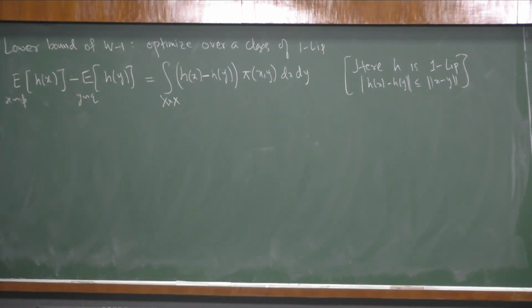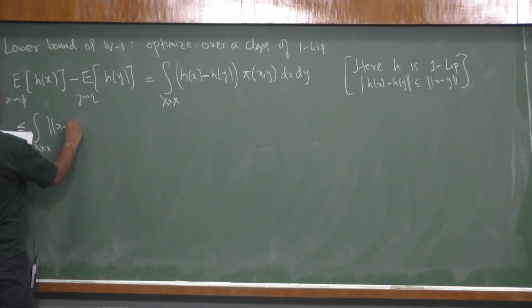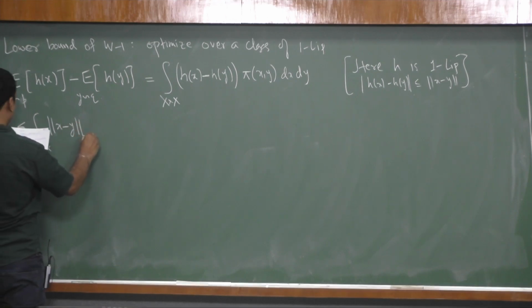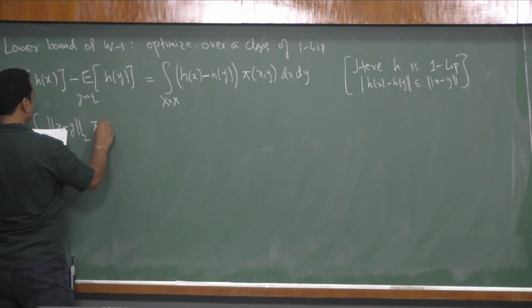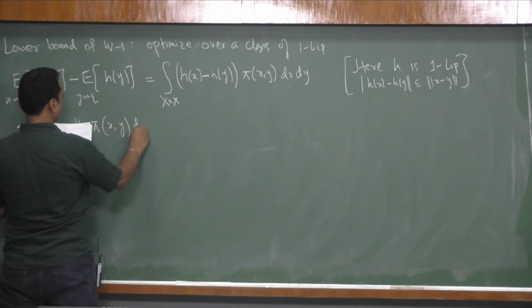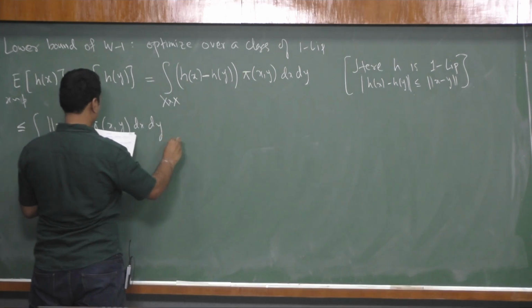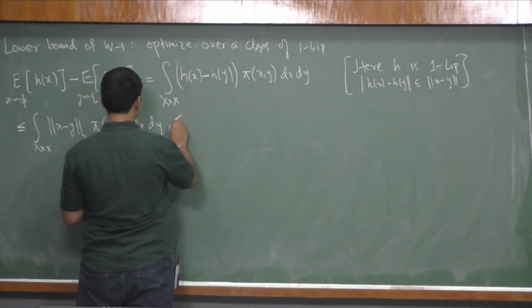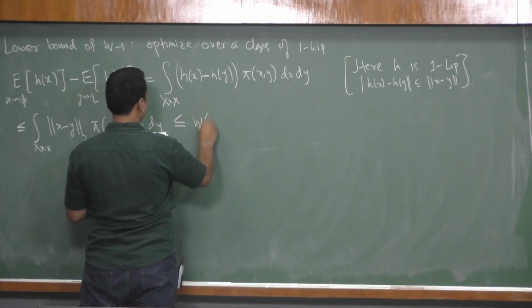So with this, we can use that now in the integrand h(x) minus h(y). So this will be less than or equal to the norm of x minus y and the joint distribution, joint PDF, dx dy, and that is less than or equal to W(P,Q).